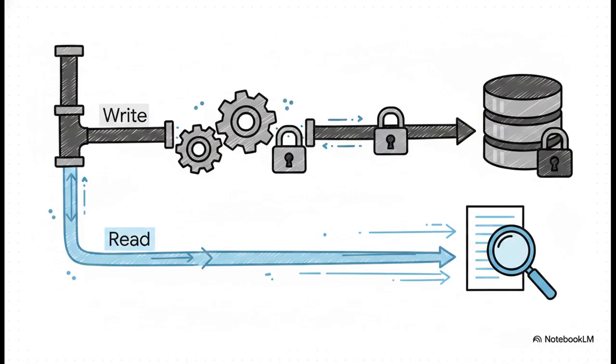On the flip side, the read path, the queries, is optimized purely for high-speed retrieval. Actually, the read path can completely bypass your complex domain models and just grab flat data directly from a fast cache like Elasticsearch or Redis.